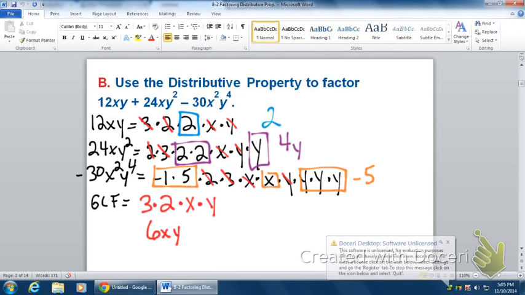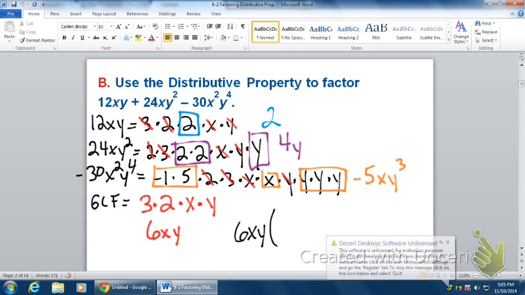And I have an x, and I have 3 y's, so I'm just going to put y to the third. Okay? Awesome. All right. Now, we need to distribute these terms. We need to put these terms together. So, remember what leads off is my greatest common factor, so I'm just going to write that 6xy. Okay?